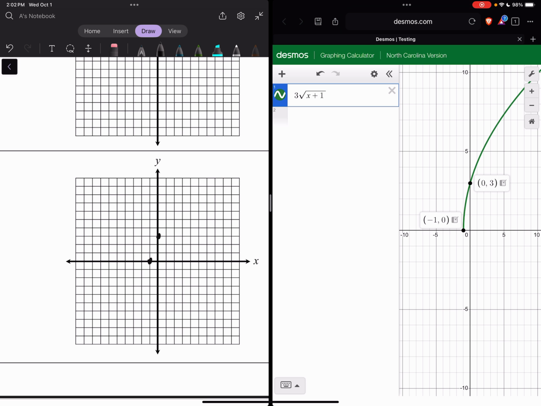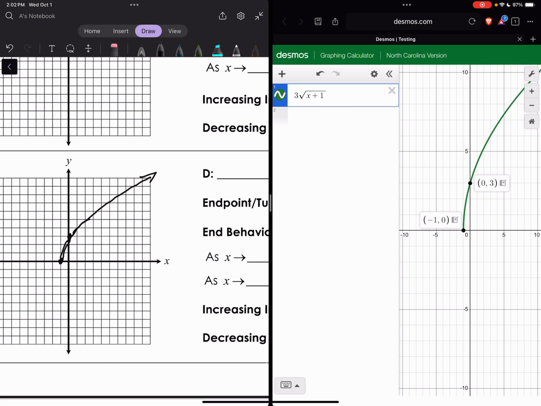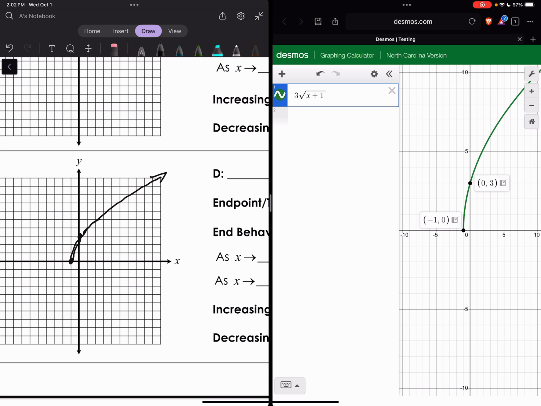And from here, I'm going to give a pretty good graph, best that I can on this. It looks something like that by hand. Anyway, close enough.